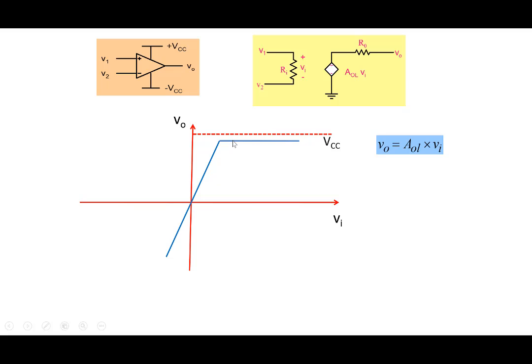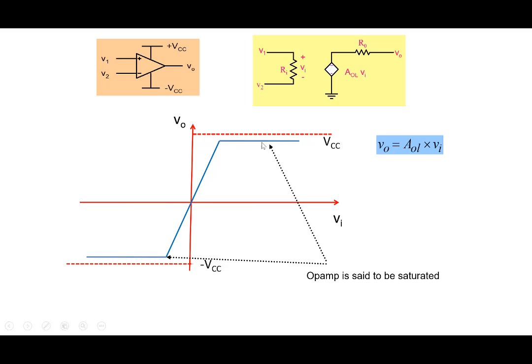VCC is 12. You may reach maybe 11, 11.5, maybe 11.7, somewhere close to it, okay? And similarly on the negative side, it will saturate again, just a little bit under minus VCC. So the gain is very high, and so you have a really linear relationship, but the op-amp gets saturated once you reach the voltage close to VCC and minus VCC.